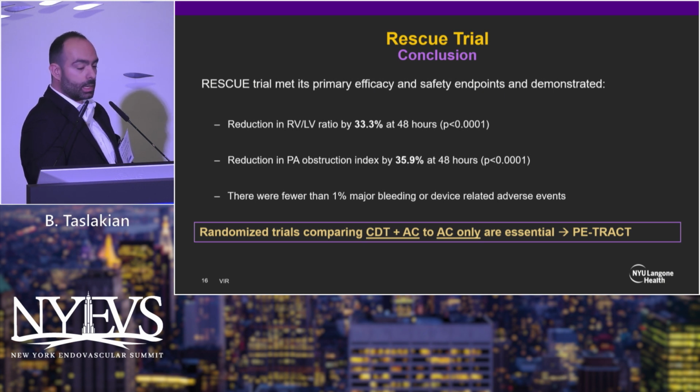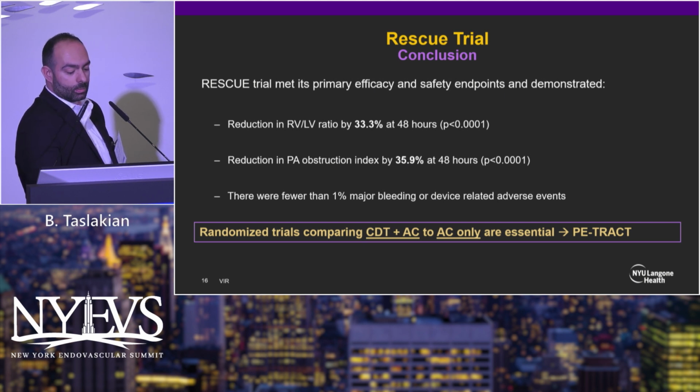There are a lot of trials that already have been published and a lot of trials coming. As all the speakers touched on, randomized trials are very, very important, specifically comparing catheter-directed treatment plus anticoagulation to anticoagulation alone, and that's where the PE-TRACT trial can play a major role. And also, as Dr. Sista mentioned, it will evaluate short-term and long-term outcomes.